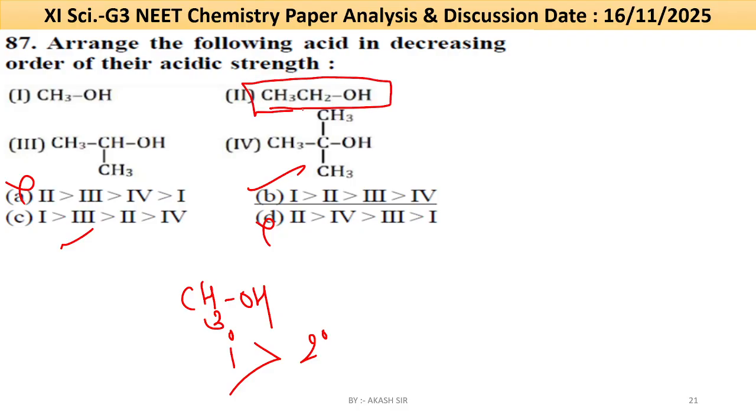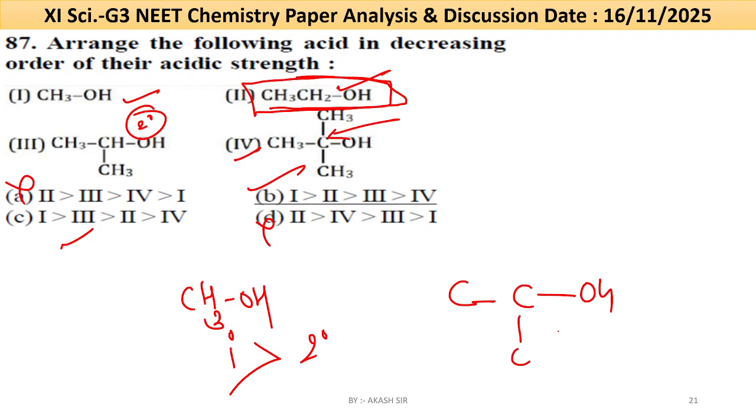Here the printing mistake will occur. It must be the secondary alcohol here. Now this is your 3 degree alcohol and it is your primary alcohol. Option 1 is your primary alcohol, option 4 is your 3 degree alcohol, and option 3 is your secondary alcohol. Here are your secondary alcohols.